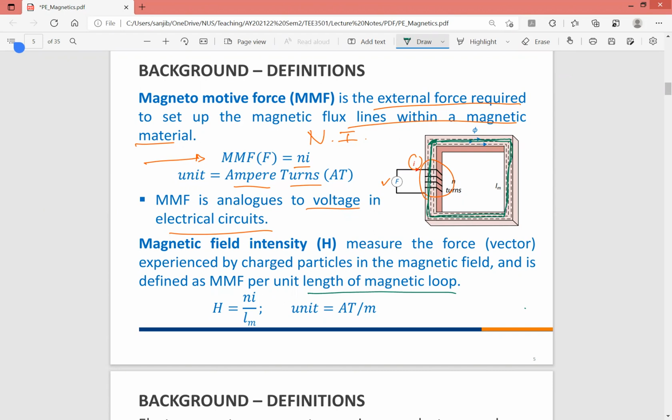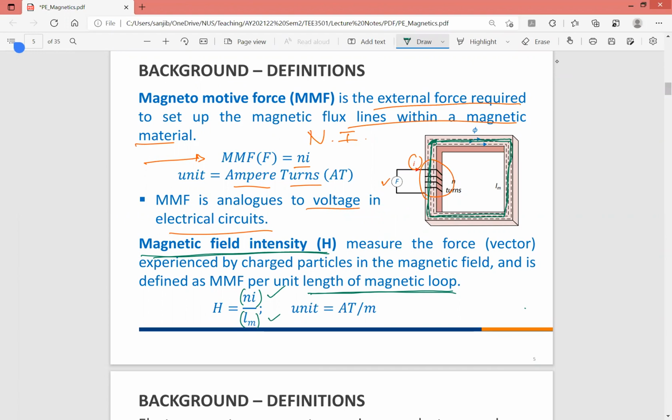Now, what you assume here is that this MMF, which is the number of turns multiplied by the current provided by the coil, is the cause of the magnetic flux in the core. So if you know the overall core length, which is the length of the magnetic loop, then this cause, the magnetomotive force per unit length, is called the magnetic field intensity. So you can see that this is related to two things. One, the number of ampere turns. The second, the length of the magnetic path.